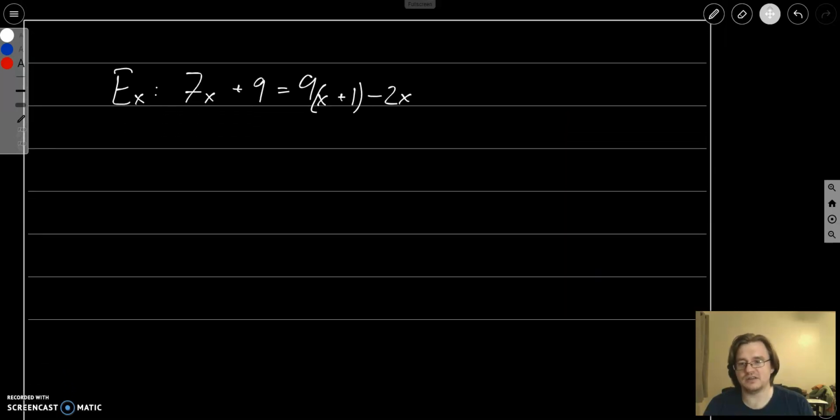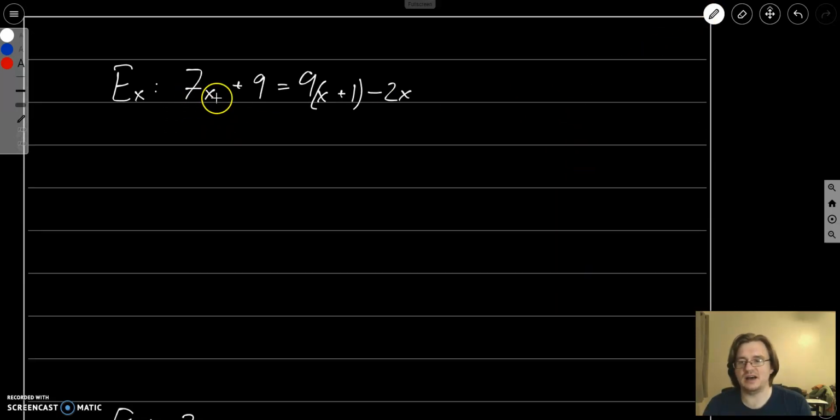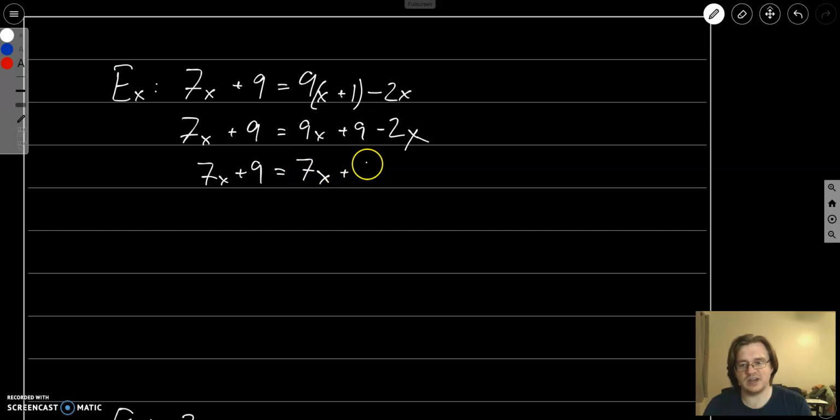Here's another example. We've got 7x plus 9 is equal to this mess. Let's simplify it, and we'll know exactly how big our solution set is going to be. So we'll distribute 9x plus 9 minus 2x, and I can consolidate the 9x and the minus 2x. Kind of looks like a y. So this will be 7x plus 9.